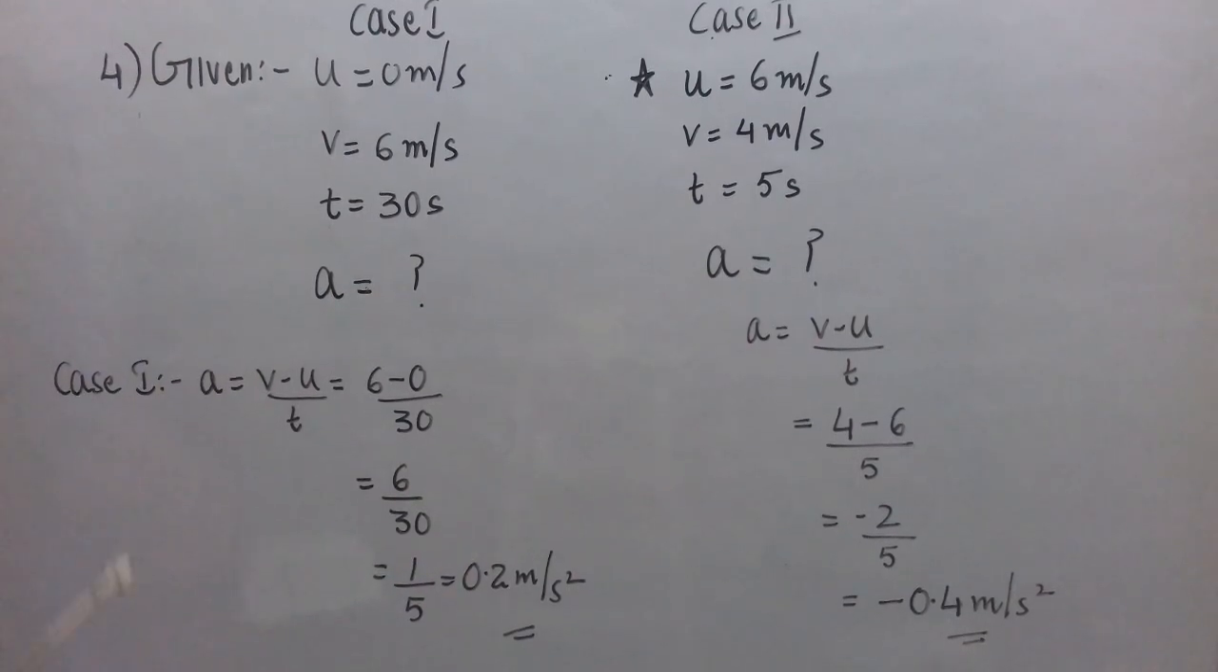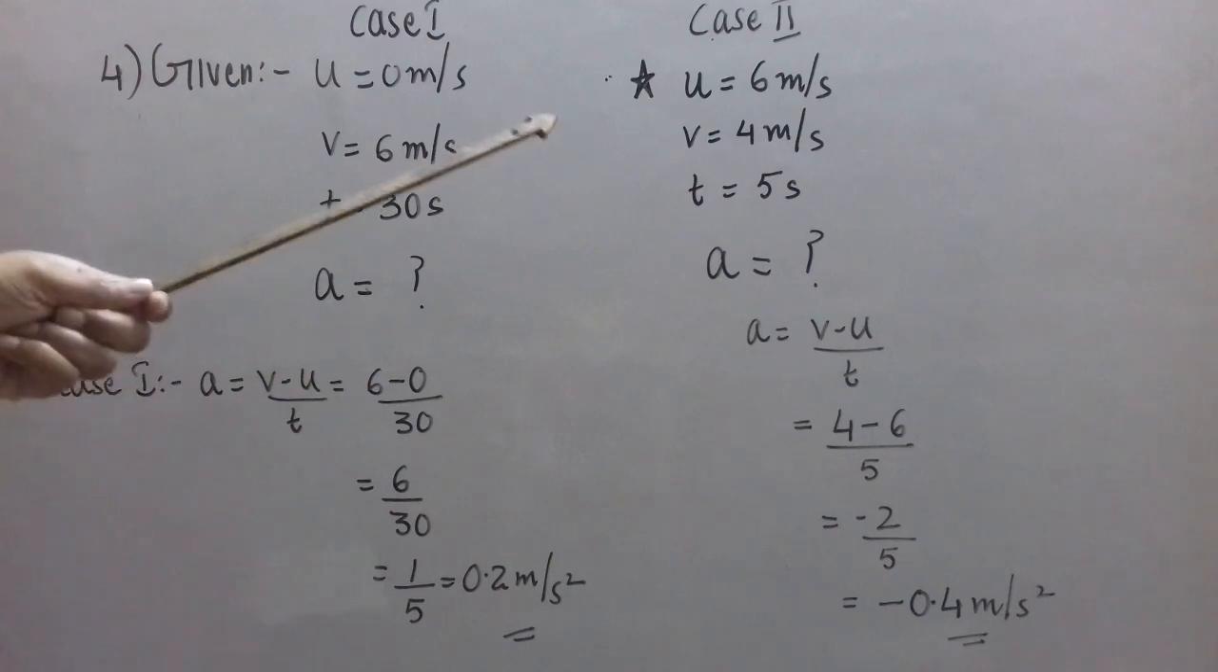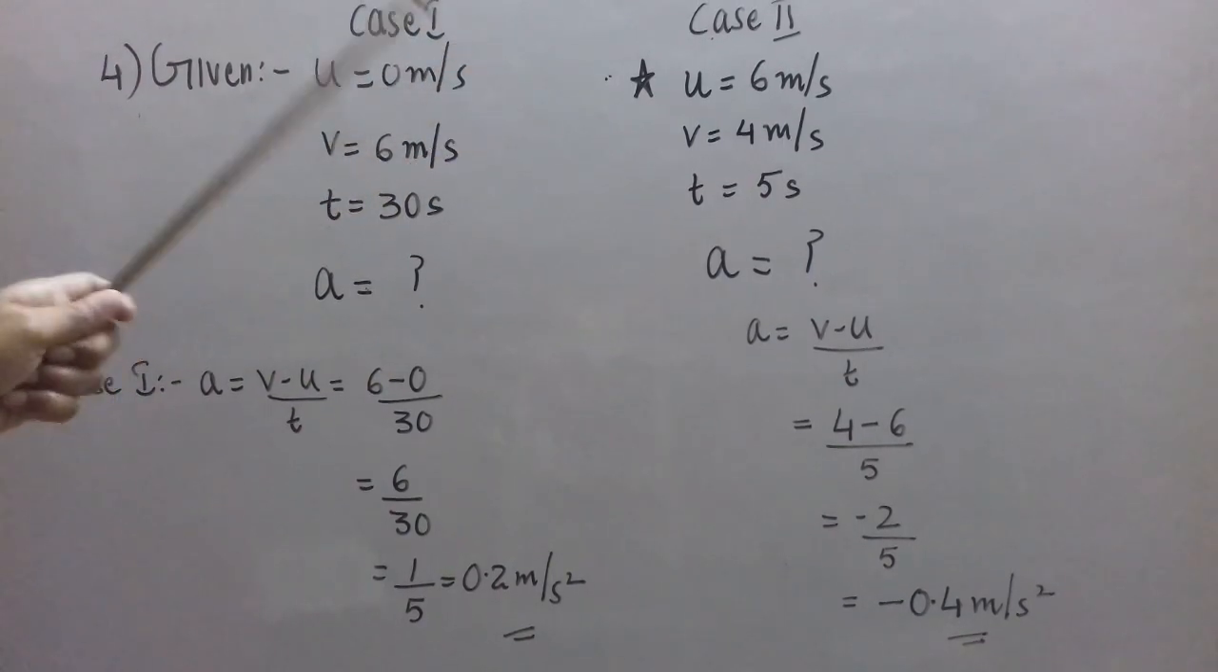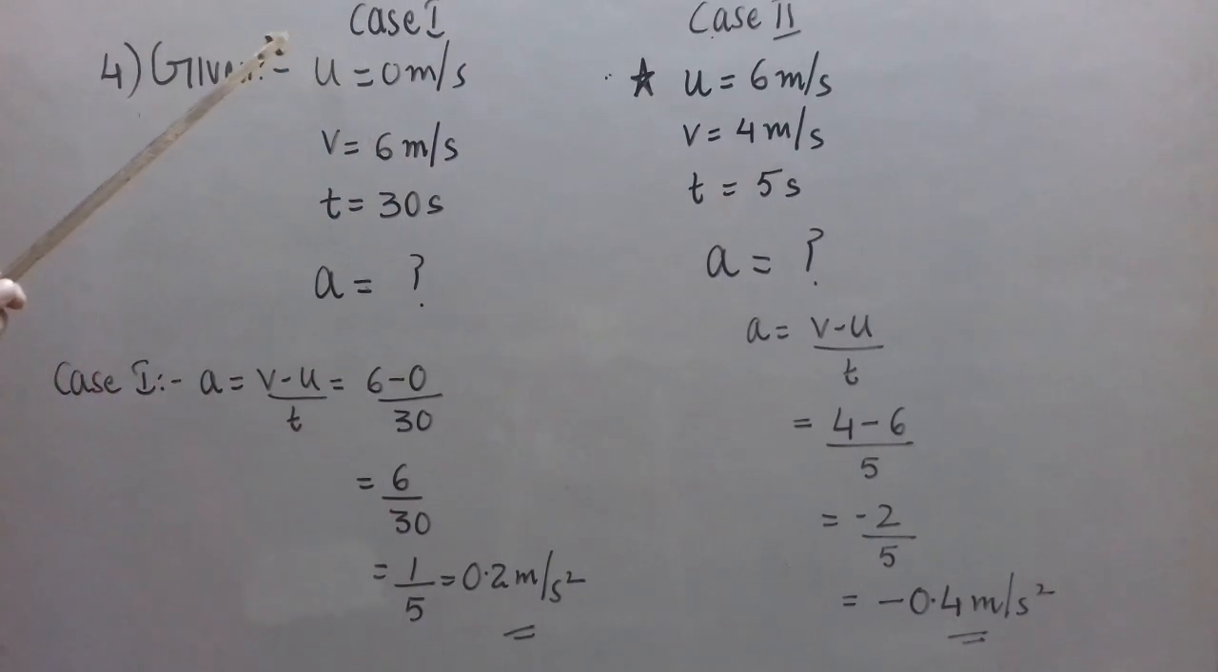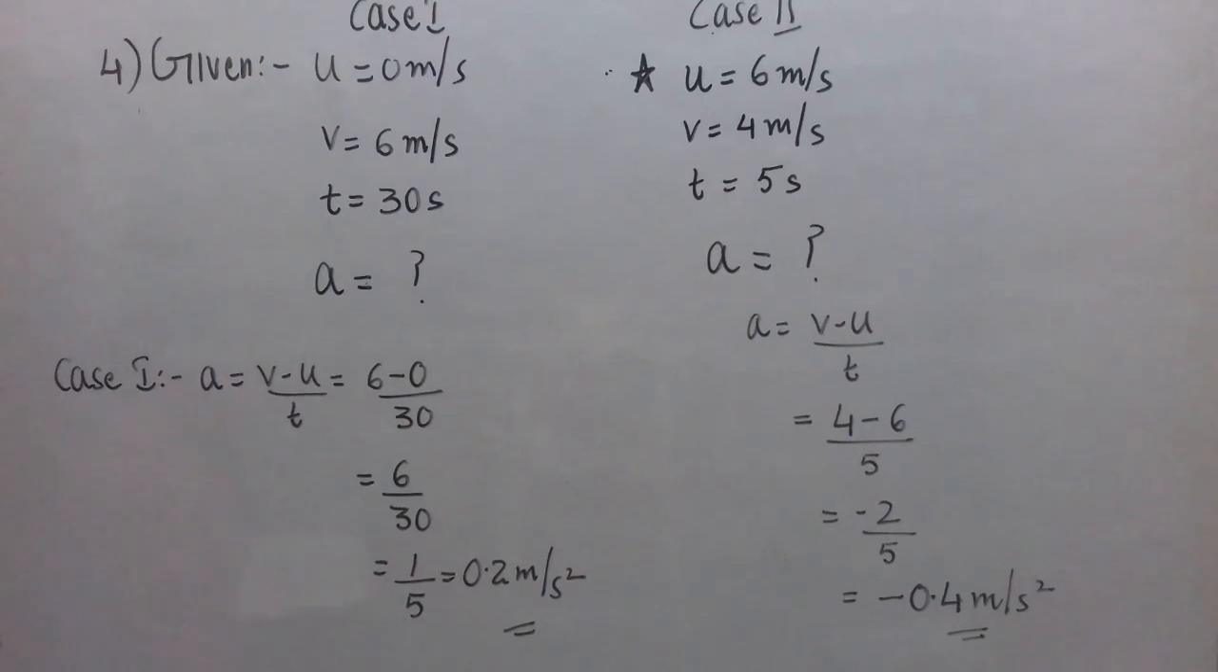This was a simple numerical. The only thing where students go wrong is that you have to take 6 meter per second and not 0 meter per second.